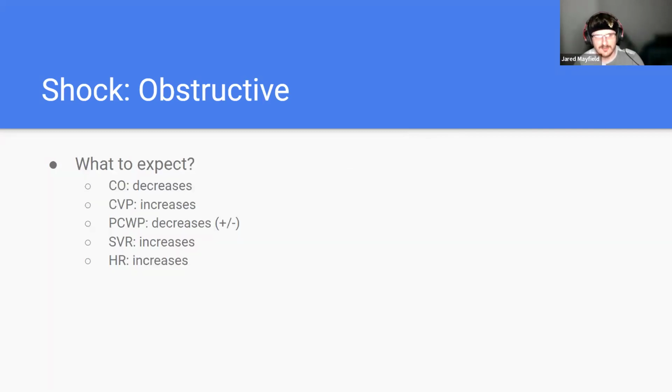What to expect in obstructive shock in terms of the parameters? Obviously, cardiac output decreases. CVP will go up because nothing can get into the right side of the heart. Depending on what type of obstruction, pulmonary capillary wedge pressure can stay the same. Mostly, you're going to see a decrease, and SVR and heart rate have to increase as well.